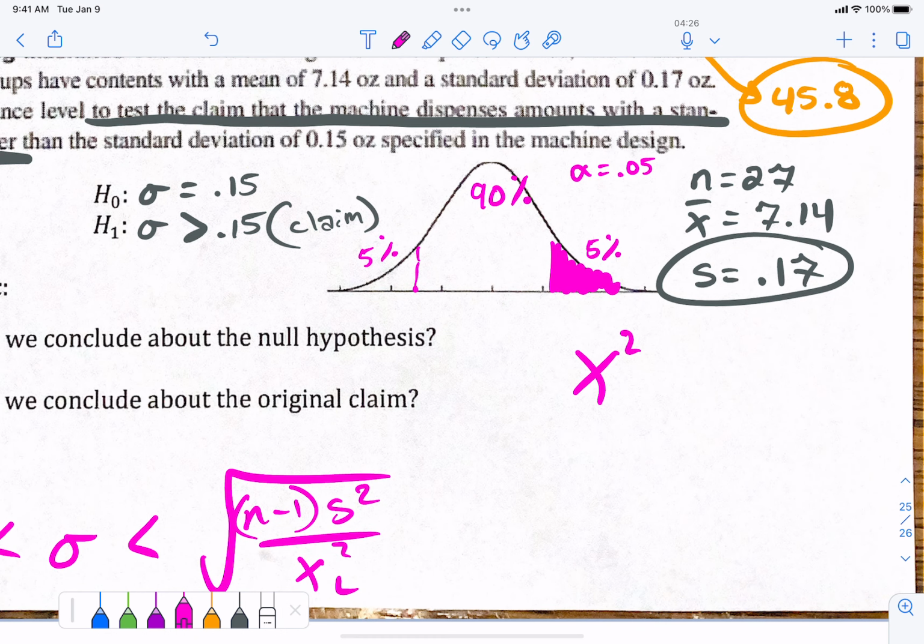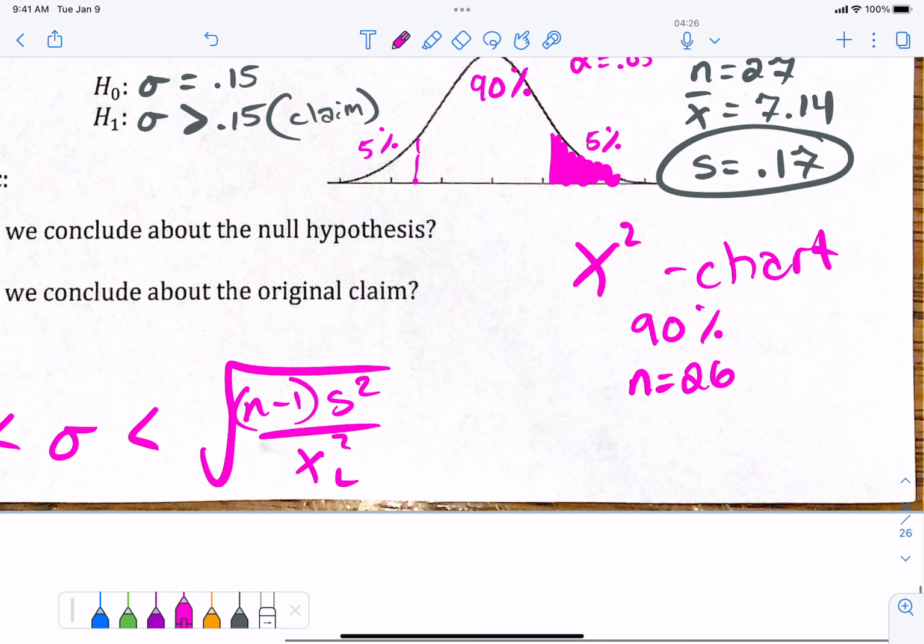Okay, that helps me find it. We're on the chi-squared chart, right? Yeah. 90% at how many degrees of freedom? 26. Do we have a 26? Yes, okay. What's 26 and 90%, the two numbers? 17.292. And? 35.563.